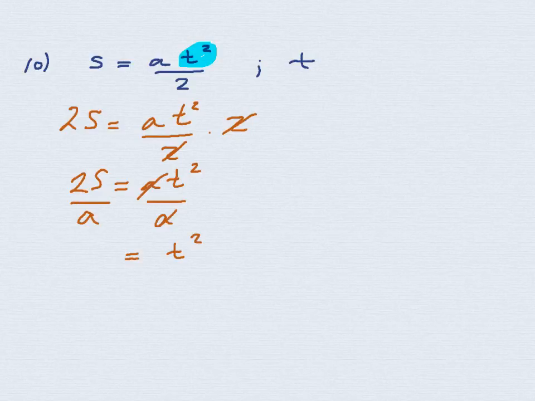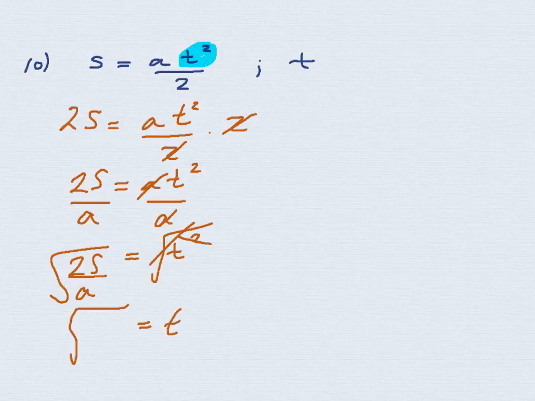Now you have T squared. So then you have to get rid of the square by doing the opposite, which is a square root. Take the square root of both sides. Your final answer will be T is going to equal the square root of 2 times S divided by A, or 2S divided by A, all taking the square root of that to get the value for T. And there's the 10 practice questions with some extra parts for you to practice the concept of rearranging formulas.